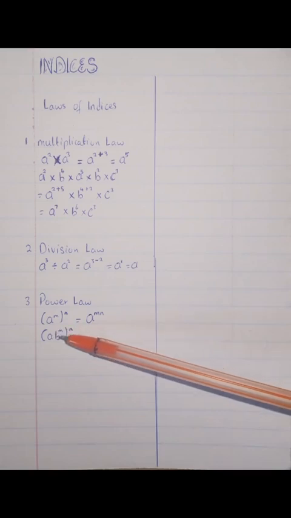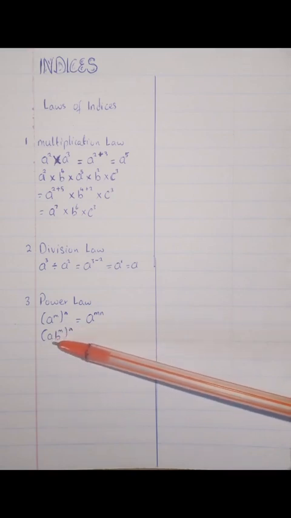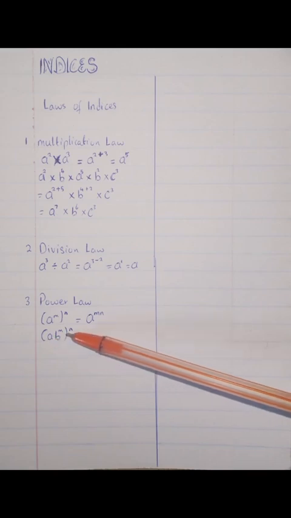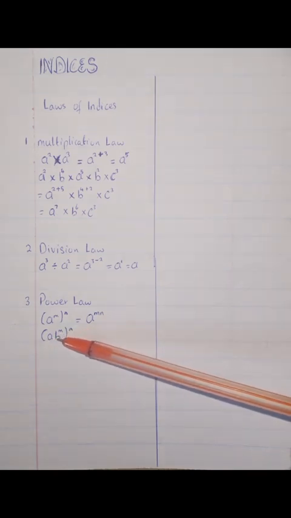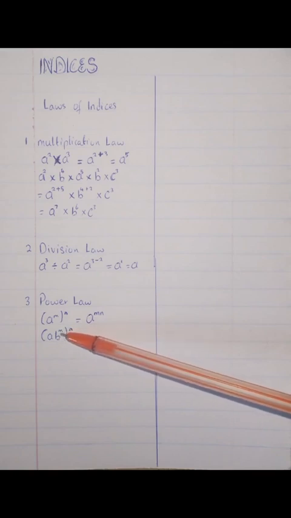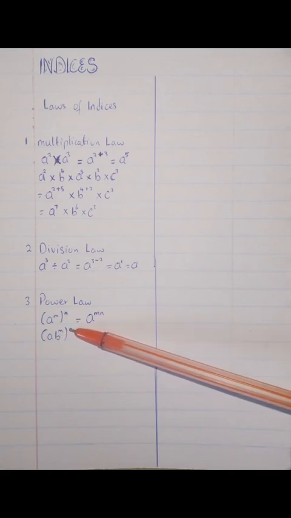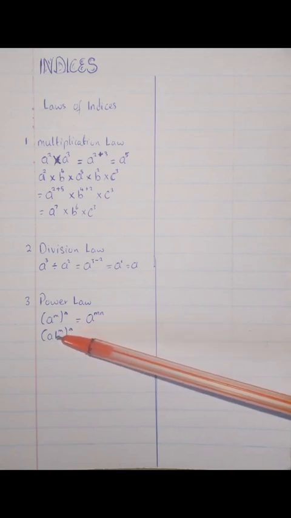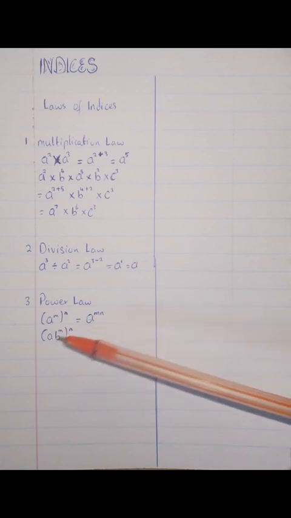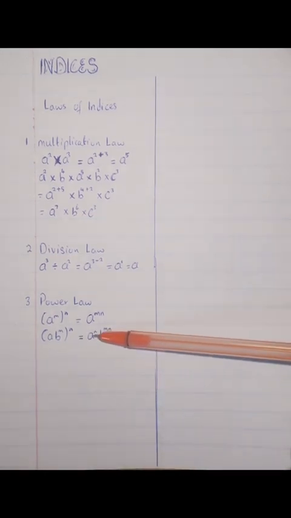What you have to do is this n will affect the two numbers here, so a will be raised to the power of n, and since this one is already raised to the power of m, we just multiply the powers, m times n, so b will be raised to the power of mn. So this b will apply this principle, and this a will just take its own power. So we'll be having a to the power of n, b to the power of mn. This is for the power law.